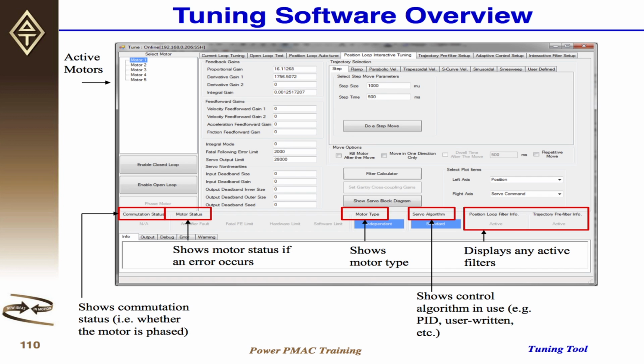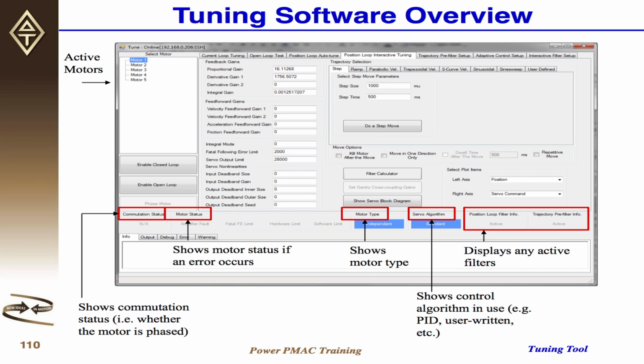You cannot commutate it. But if it's a brushless motor, it's going to show you if it's phased or if it's not phased. In that case, you can easily phase the motor directly from the tuning software, so you don't need to go back and issue a dollar sign for the motor. Also, you can enable closed loop.